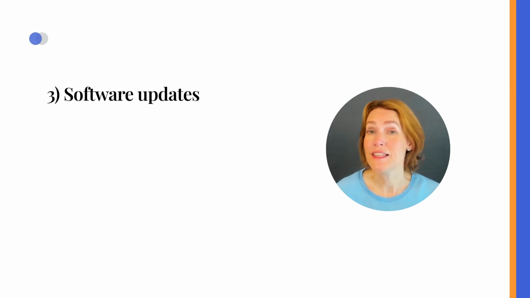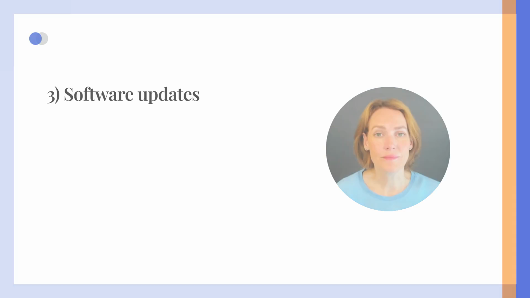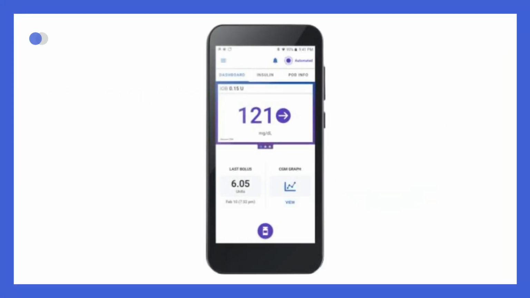Number 3, software updates. Occasionally, Insulet may roll out updates to the Omnipod 5 app in stages. When an update is available, you'll receive a notification on your Omnipod 5 app, either on your smartphone or controller. Before proceeding with the update, ensure your device has sufficient battery power, above 15%, and a strong Wi-Fi connection. If you're ready to install the update, select Update Now and follow the on-screen instructions.